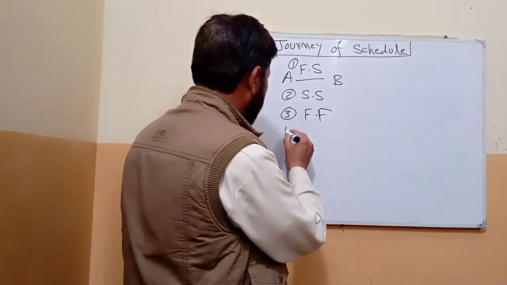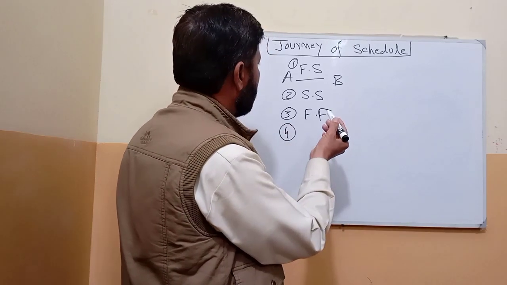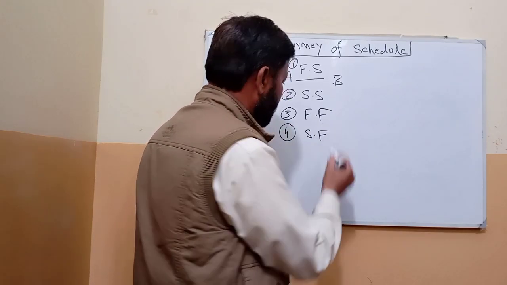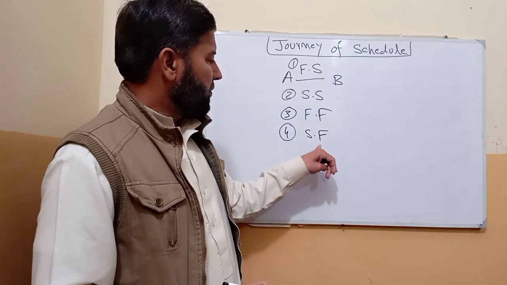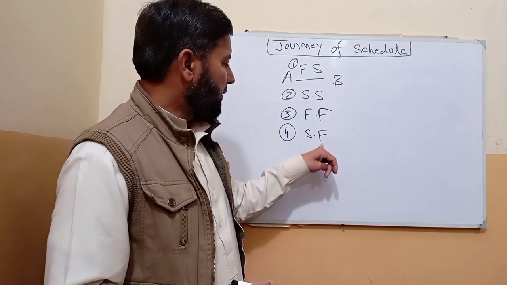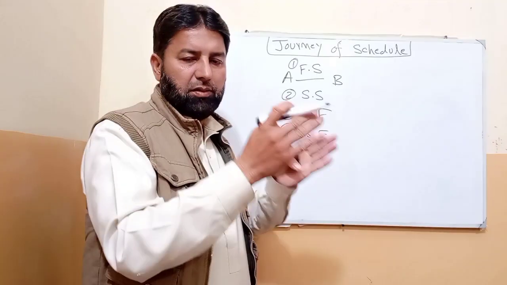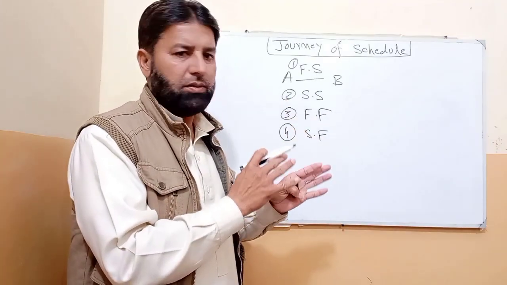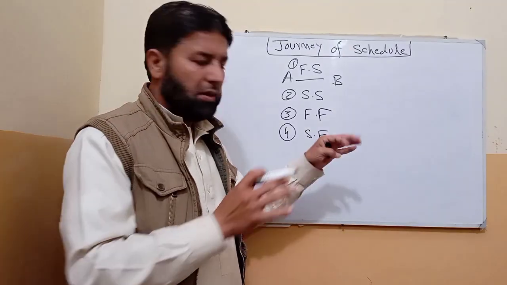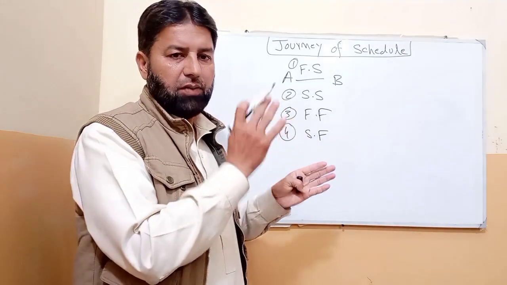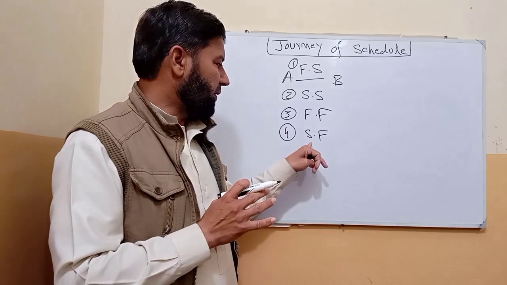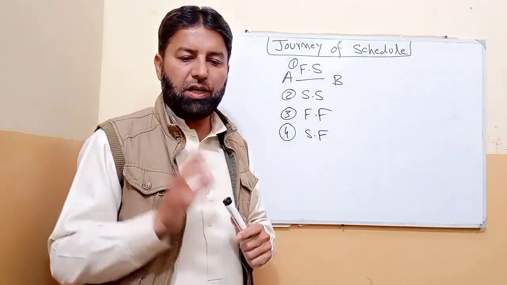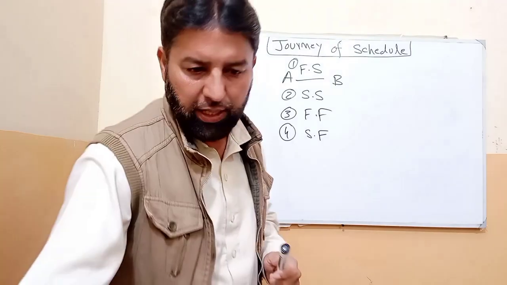And the fourth type of relationship, which we use in the project very rarely, is start to finish. First we will start the second activity, and only after that will the first activity finish. These are the four types of relationships between the activities.